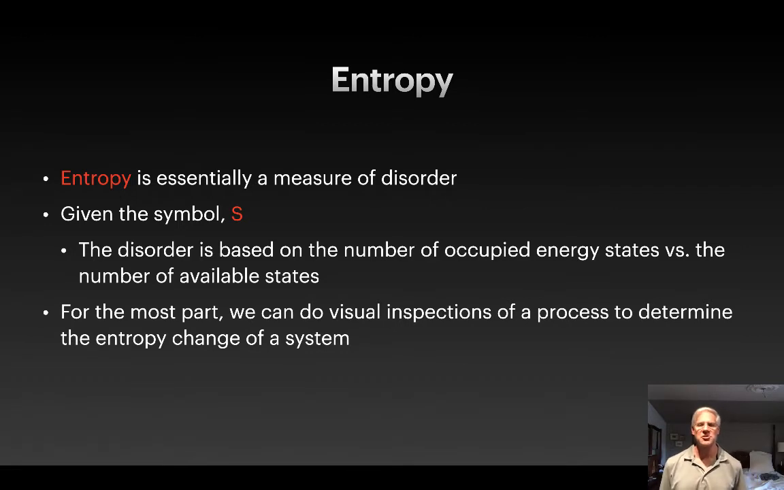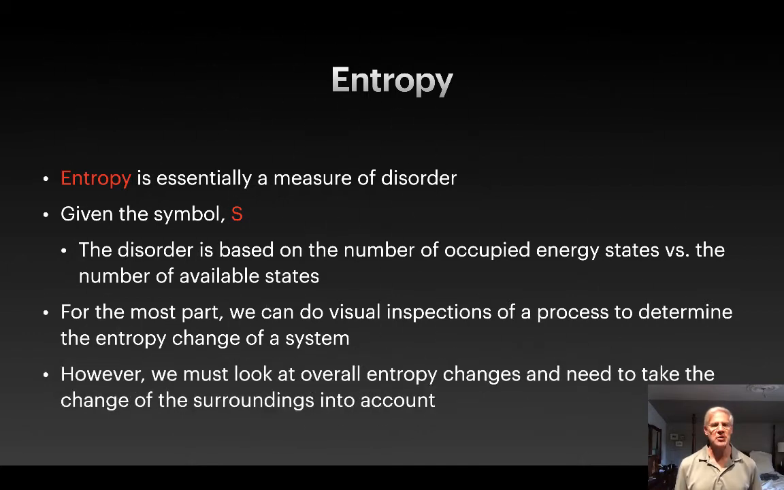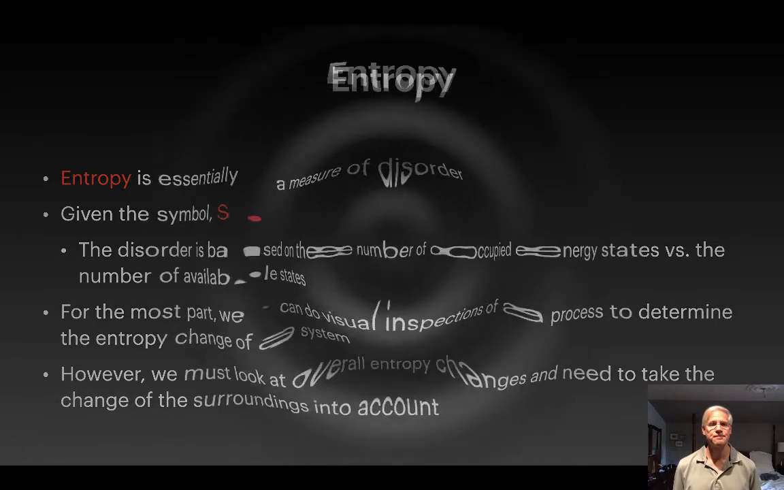We can do visual inspections of a process to determine the entropy change of a system. Not always, but sometimes we can do that. A lot of times, though, what we need to do is look at overall entropy changes to see what the changes of the surroundings are. So determining the entropy change of a system is fairly easy. However, determining the entropy change of the surroundings can be quite difficult if you're just trying to do that.